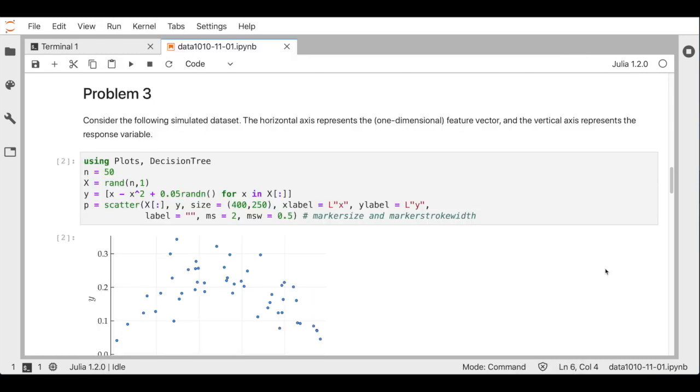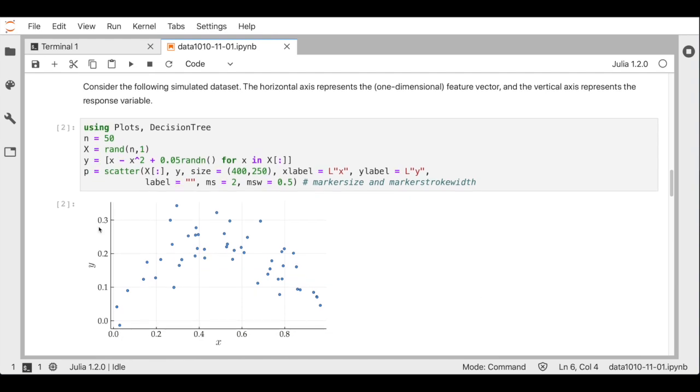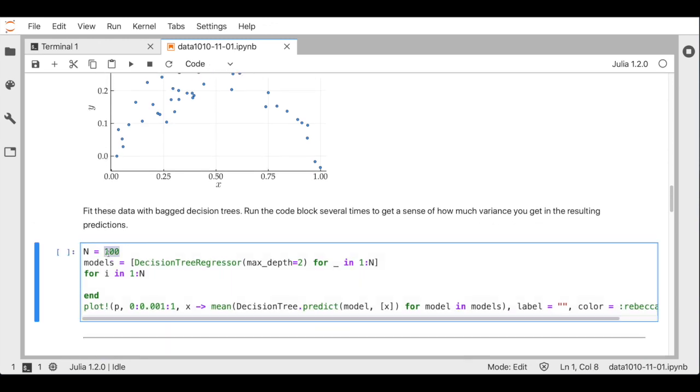In problem 3, we're going to implement bagging for a particular simple regression problem where our feature space is one-dimensional, represented here by x, and our response variable is continuous. So we want to fit a bunch of decision trees to these data and specifically fit them on with replacement samples of the original data. So let's say we do 100 models.